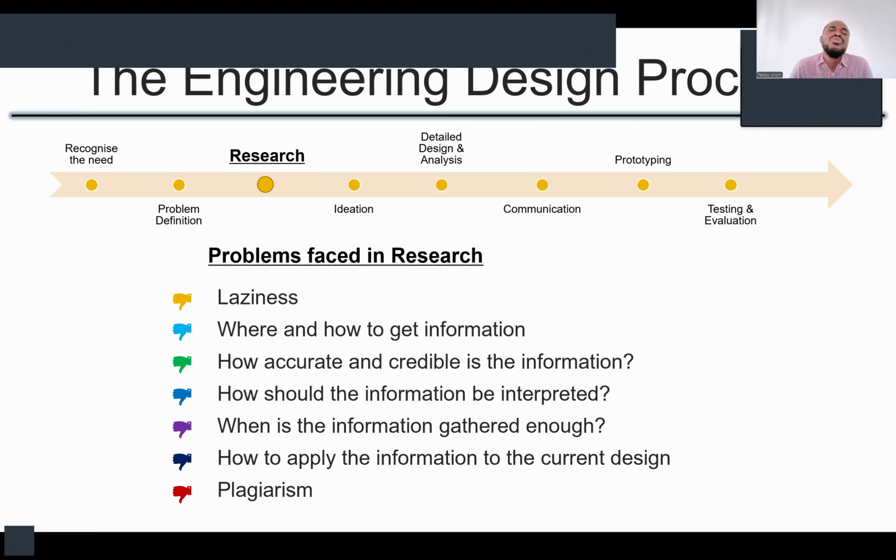And then there's a huge issue of plagiarism. Plagiarism is when you present an idea, a work that is somebody else's work, without acknowledging them, and without acknowledging them in the correct format. So it is looked at as if it is your idea. You have plagiarized somebody.